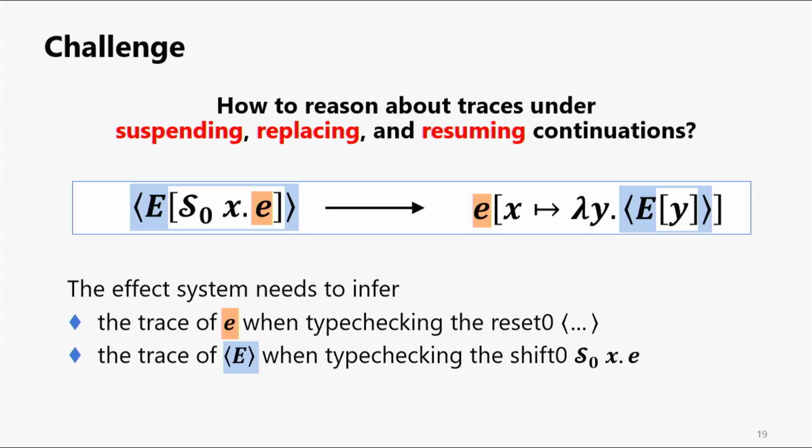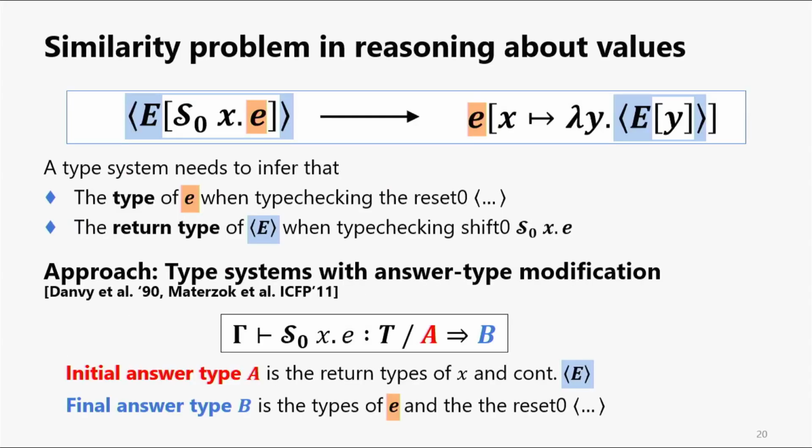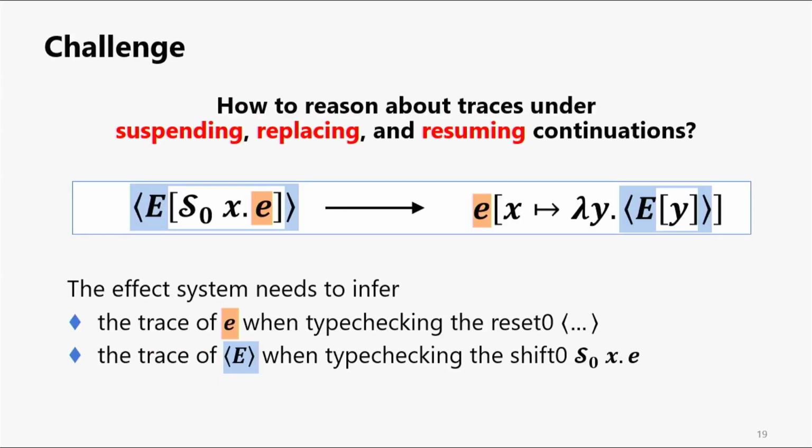Okay, and the trace generated by the function variable, the continuation variable x, corresponds to the trace generated by the continuations of shift expression, so capital E. So it means that in type checking of the shift expressions, the type and effect system needs to know what traces are generated by the continuations. And in type checking reset expressions, the effect system needs to know what shift operation is called in the body of the reset.